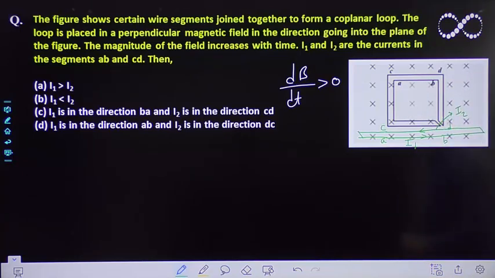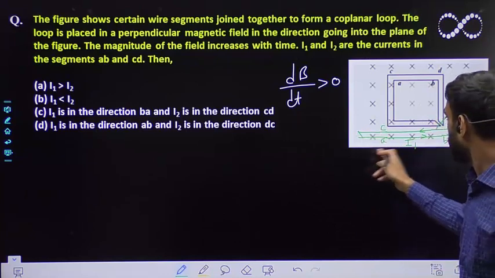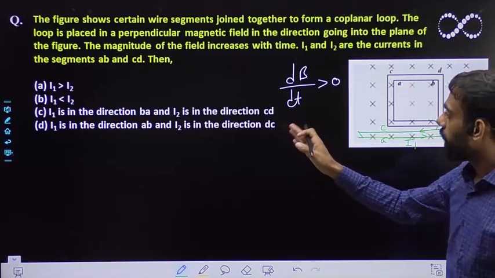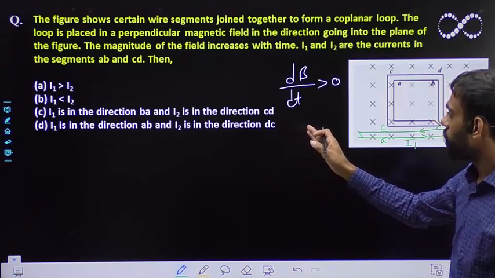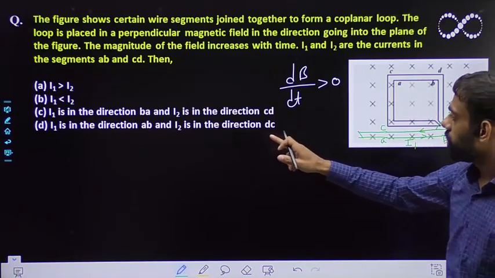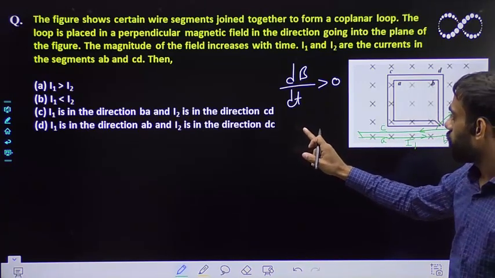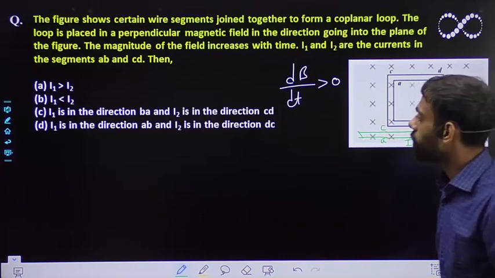Option A is not possible because I1 and I2 will be the same, since this is a single loop. I1 in the direction of BA is wrong. Option D: I1 is in the direction of AB, correct, and I2 is in the direction of DC. So obviously option D is matching here.